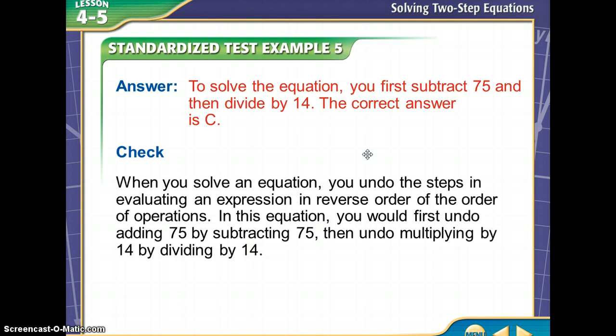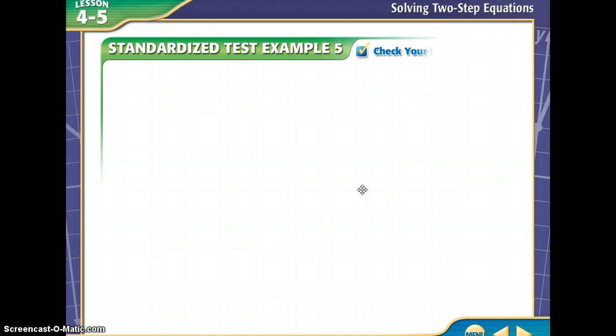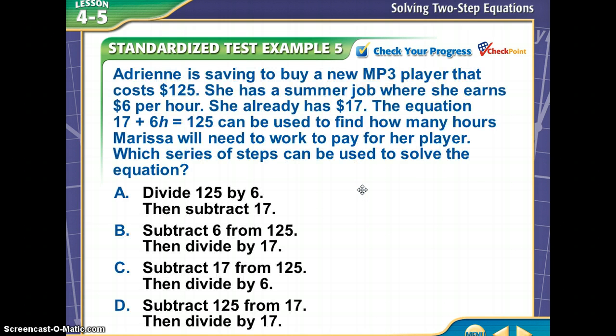And you can go through and read this. And now it's your turn. Adrian is saving to buy a new MP3 player that costs $125. She has a summer job where she earns $6 per hour. She already has $17. The equation 17 plus 6h equals 125 can be used to find how many hours Adrian will need to work to pay for her player. Which series of steps can be used to solve the equation? Hit pause, read through the problem again, and then come back when you've selected your answer.